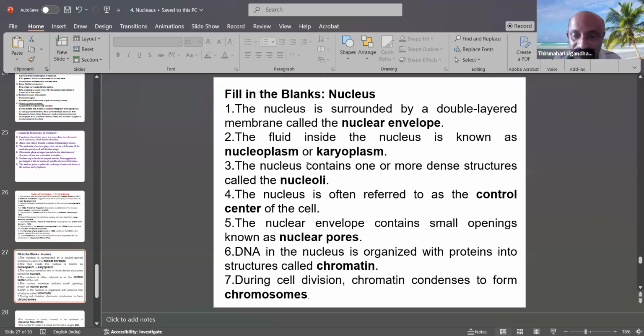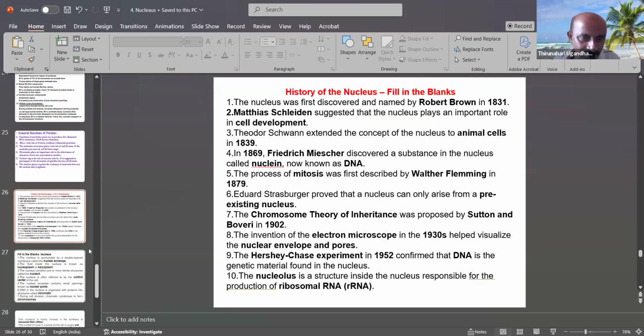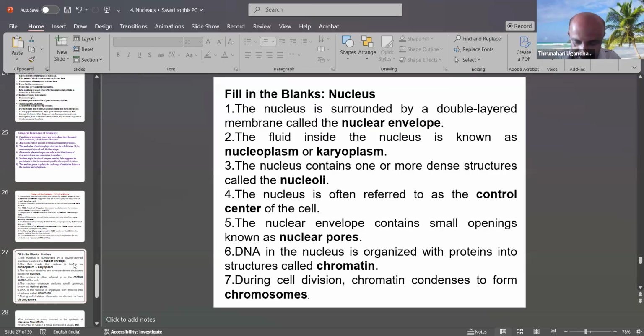DNA in the nucleus is organized with protein into a structure called chromatin. During cell division, chromatin condenses to form chromosomes. Chromosomes are also chromatin bodies. Thick chromatin bodies, elongated and linear in shape, become chromosomes. The chromosome process starts at cell division. So this is the importance of the RNA character and the DNA character.